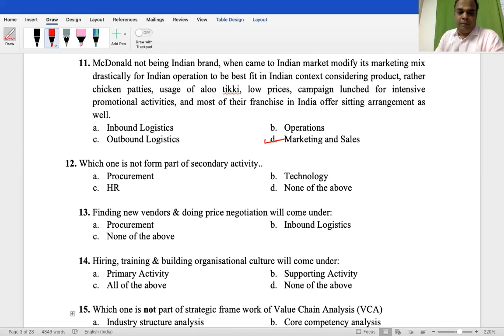Which one does not form part of secondary activity? Procurement, technology, human resource management, or none of the above. None of the above, because everything comes under secondary activity.